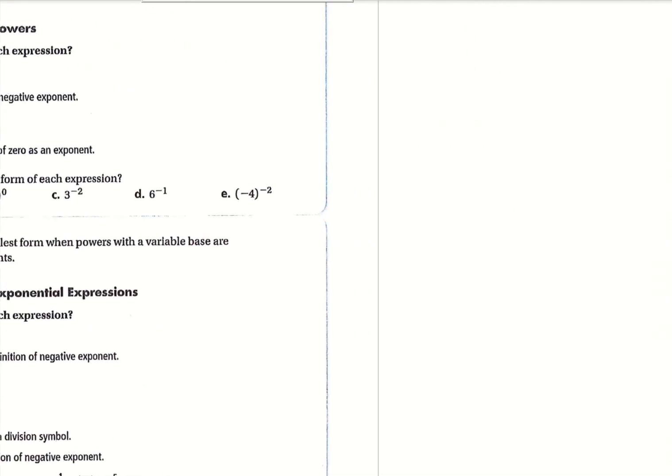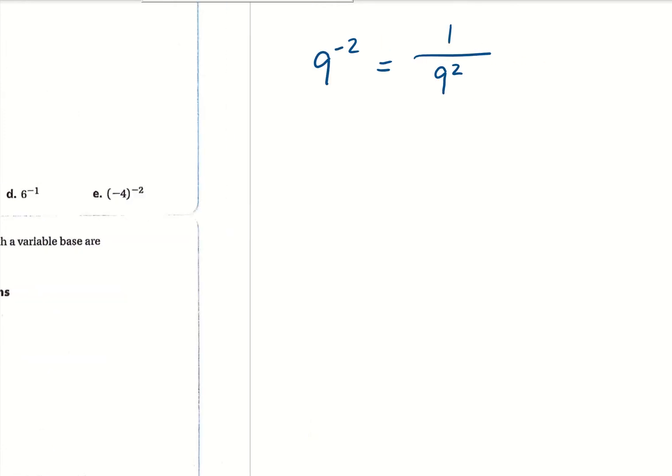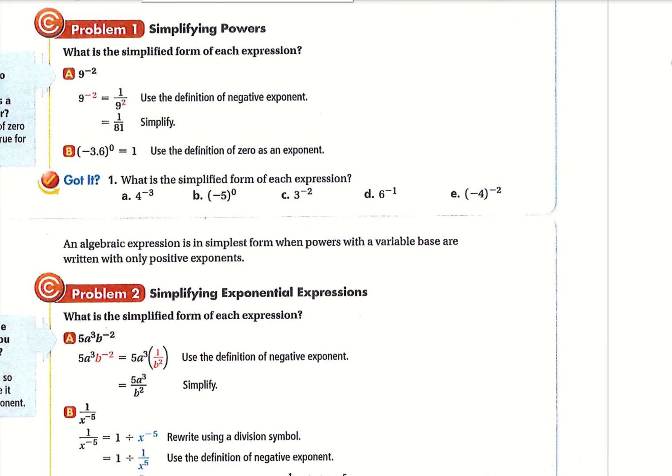So we have 9 to the negative 2. Okay. For this one, we flip it to the other side of the fraction. So now we have 1/9 squared, which will give us 1/81. Okay. And then it also gives you B. Again, anything to the 0 power is just going to be 1. So you don't have to worry about that. All right.